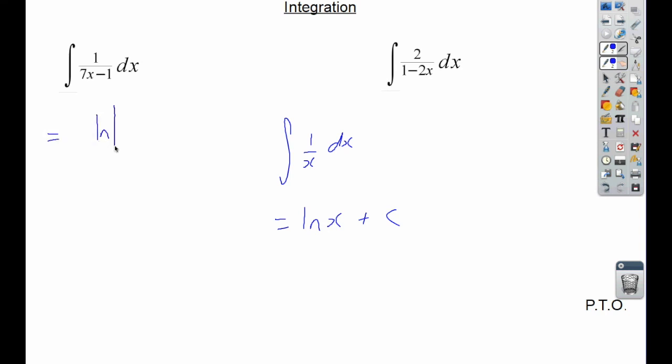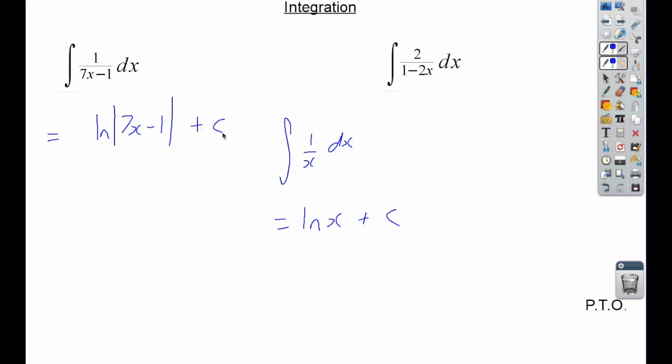For reasons I'm going to go into later, I'm going to put this 7x minus 1 into modulus brackets. You'll see that later on, but it's to do with when you put in limits. You can't evaluate the natural log of a negative value, so you need modulus brackets around there for when you deal with the limits. I'm going to put the plus c as well, in case I forget.